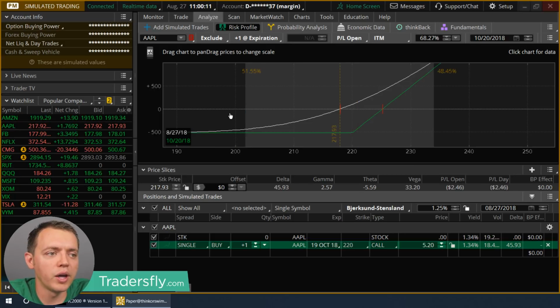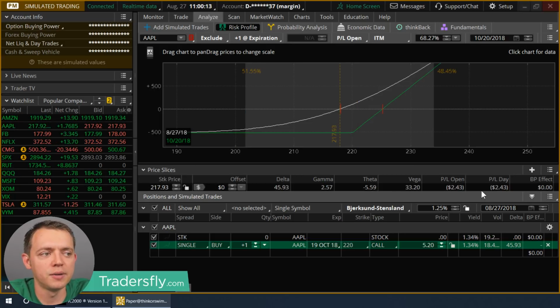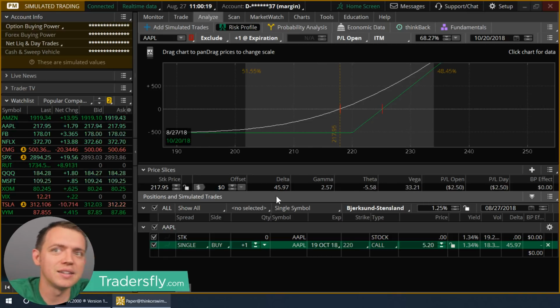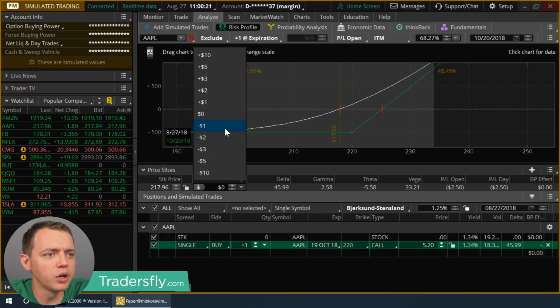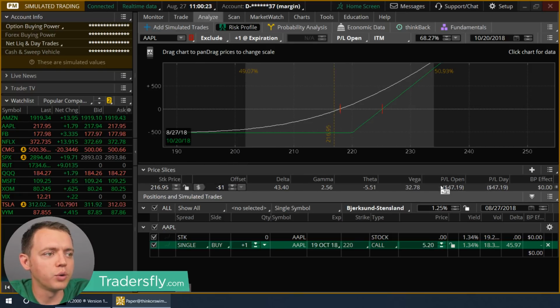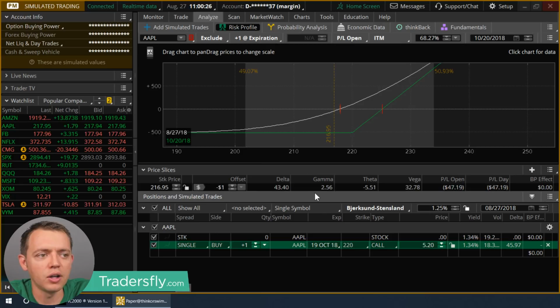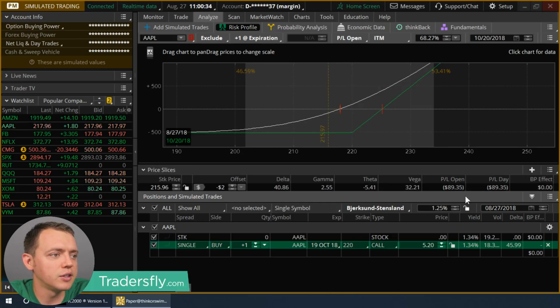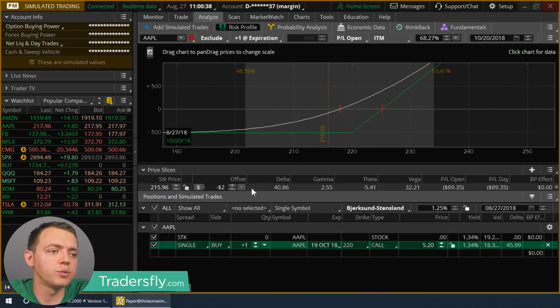Now, if we go the other way, remember, we're positive delta here. So let's reset this back to 0. If we go the other way, well, we lose $45 because we have a positive delta. So if we go -1, you can see we're down about $47. If we go down 2, subtract another $43 from this. So you should be right around $90 of a loss. So you can see how delta really works.